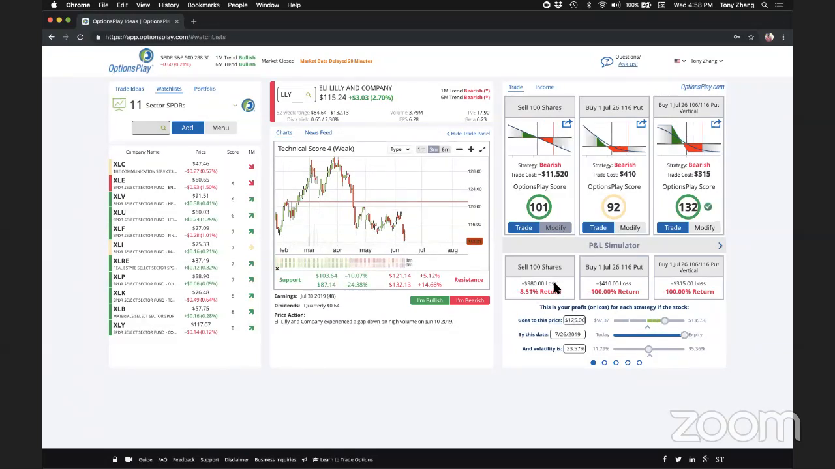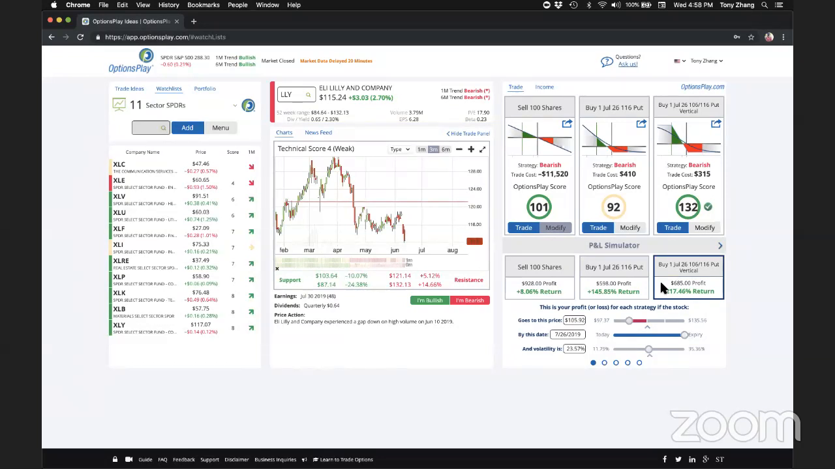As you can see, shorting that stock, I'm losing $980 versus $410 on the put versus $315 on the put vertical. So again, the reason this put vertical has the highest options play score is that if I'm wrong, I lose the least amount of money, and if I'm right, I make the most amount of money. Those are the scenarios you want to look for when you're trading any option strategy, or any strategy at all: making sure that you're maximizing your risk to reward.